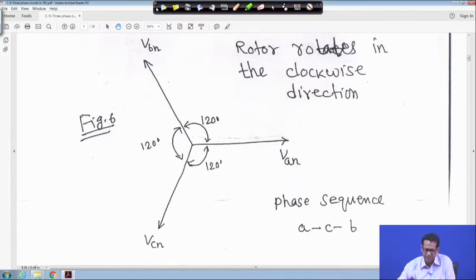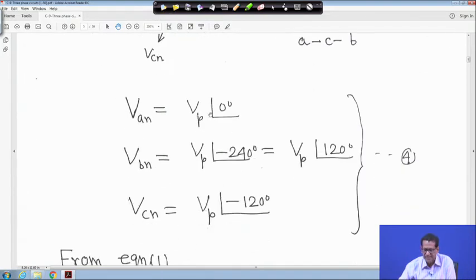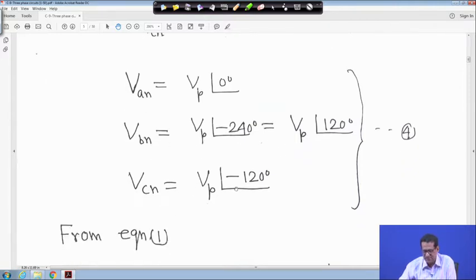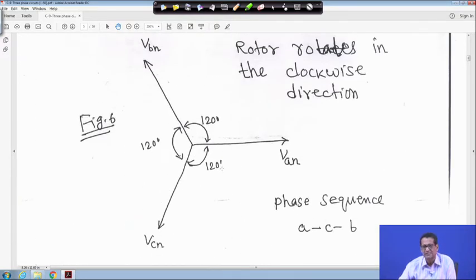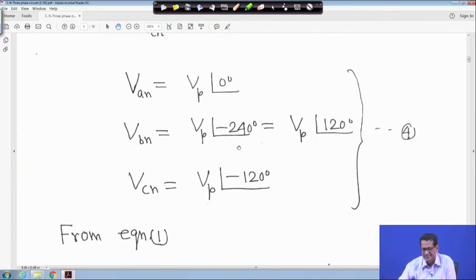So now, VAN is equal to VP angle 0 degree, VBN is VP angle 120 degree for this case, the ACB sequence, and VCN is equal to VP angle minus 120 degree. This is for your ACB sequence, same as before, only one thing is changed.